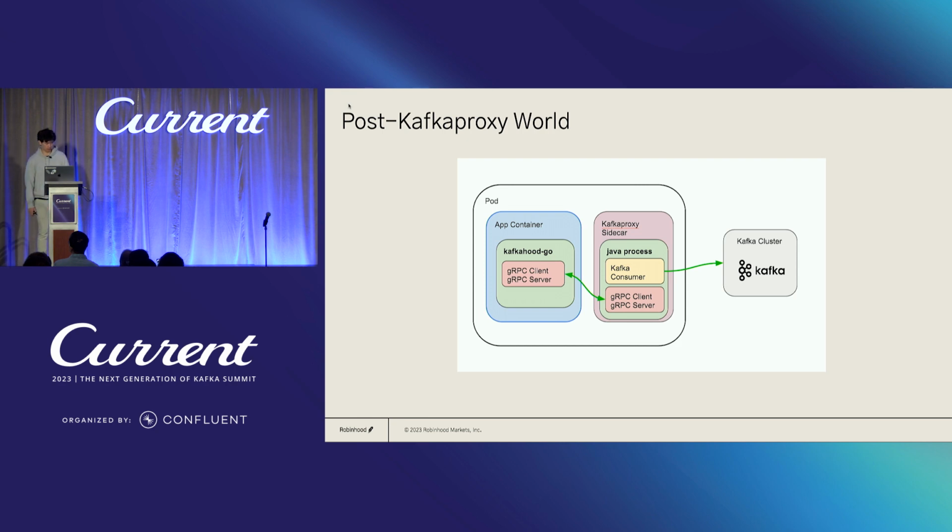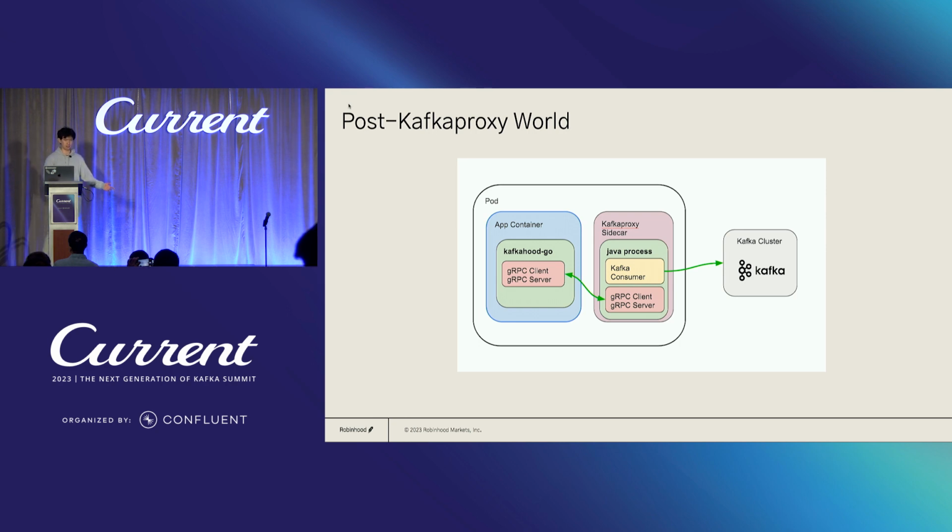And this is kind of the world after Kafkaproxy at Robinhood. So in the pod, you have the application container, and you have our separate sidecar Kafkaproxy. The application container still invokes kafkahood Go, but instead of invoking Confluent Kafka Go and therefore librdkafka, it starts interacting with the Kafkaproxy sidecar over gRPC, saying, "Hey, I want a consumer."